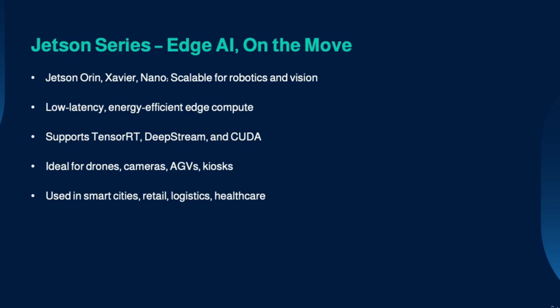The Jetson series brings AI to the edge. These are tiny yet mighty modules, like the Jetson Orin, Xavier, and Nano, built for real-time compute on low power. Whether it's running object detection on a drone, facial recognition on a kiosk, or robotic vision in a factory, Jetson modules deliver GPU-class performance in compact devices.